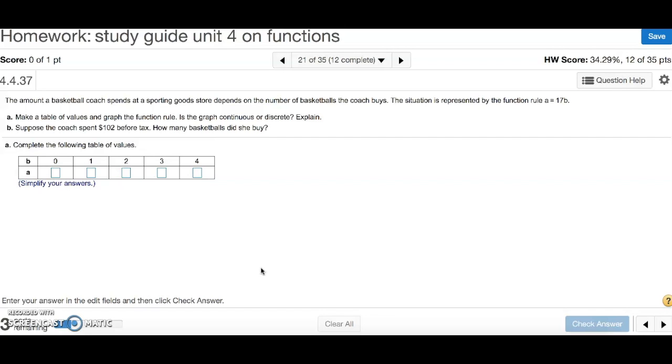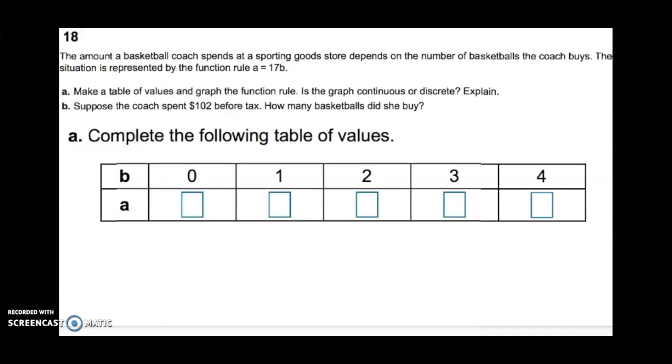So let's make our table of values. Basically, all we've got to do is B represents X, A is Y. We just multiply each of these numbers by 17. So 0 times 17 is 0, 1 times 17 is 17, 2 times 17 is 34, 3 times 17 is 51, and 4 times 17 is 68. So that's our table of values.